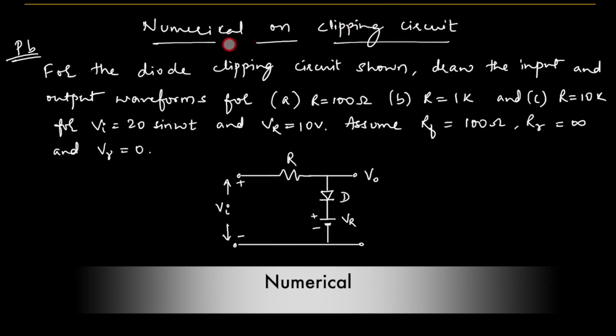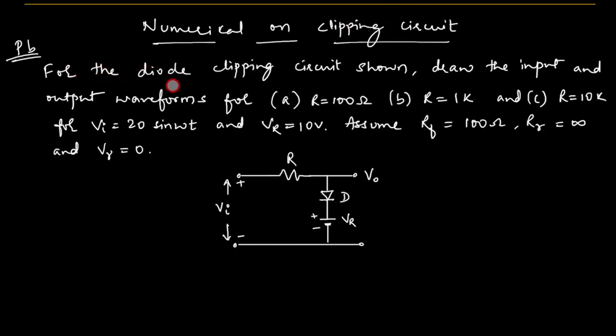Yes, now we shall see a numerical on clipping. The problem is, for the diode clipping circuit shown, this is a shunt clipper, because the diode is in parallel to the output. You have to draw the input and output waveforms for case A, R equal to 100 ohms, case B, R equal to 1k, and case C, R equal to 10k. So you are changing this, and you'll have to draw the input and output waveforms.